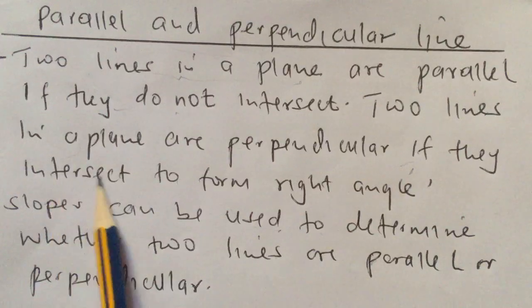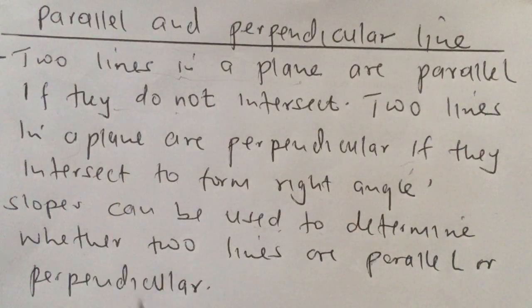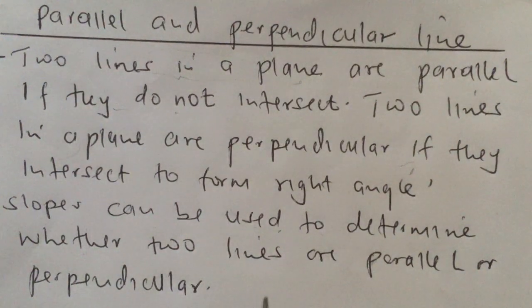So two lines in a plane are parallel if they don't intersect. Those are actually what we refer to in this case as parallel lines. And of course, two lines in a plane are perpendicular if they intersect to form right angles.